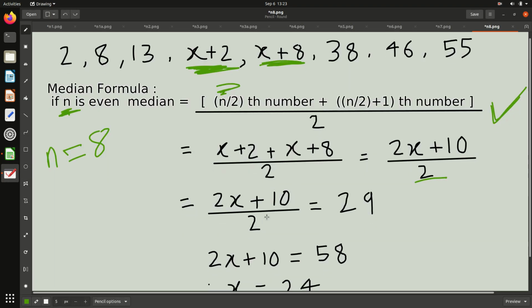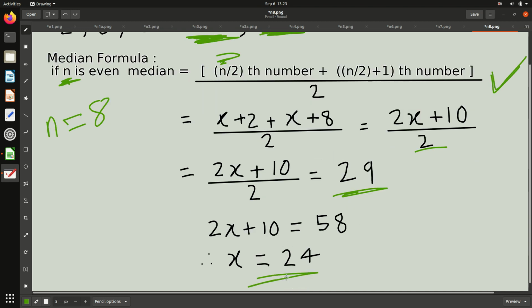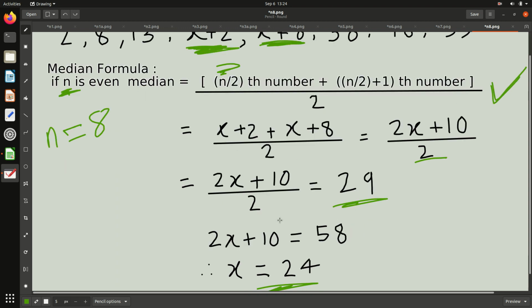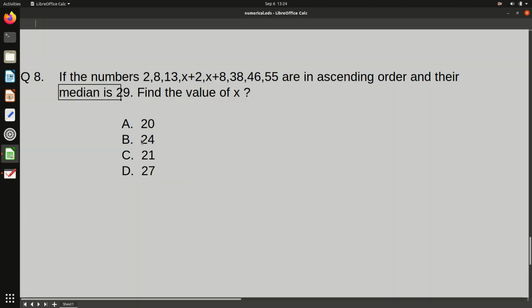So we have written it here: (2x plus 10) by 2 equals 29. Once you solve this, you will get the value of x, which is 24. So see how simple it was. We just had to find the median, and the median was already given, so we got the value of x, which is 24. So this will be our answer.